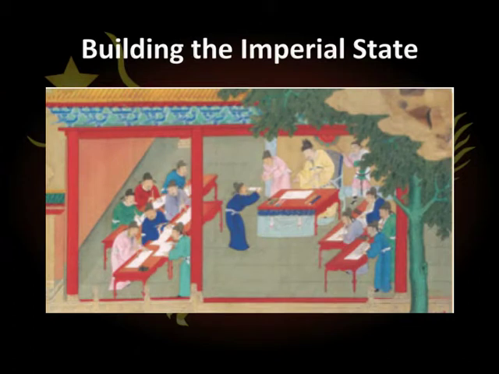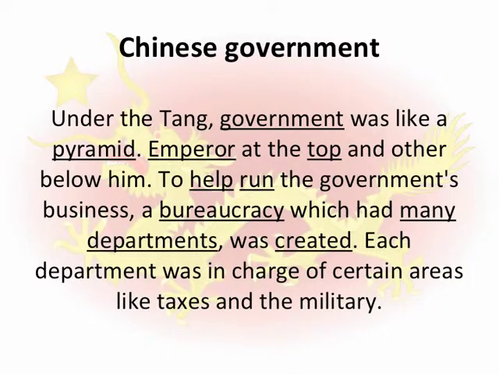Here's a picture of the imperial state under the Tang and Song dynasties. The Chinese government under the Tang was like a pyramid, where you had the emperor at the top and others below him. And in order to help run the government business, a bureaucracy which had many departments was created. Each of these departments had someone in charge, and they were over certain areas such as taxes or the military.